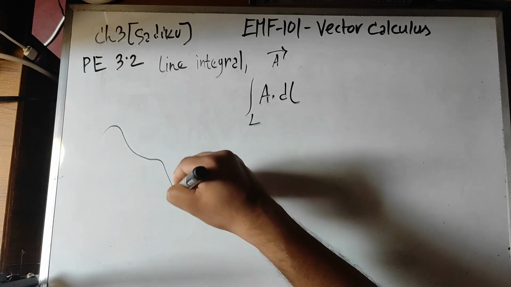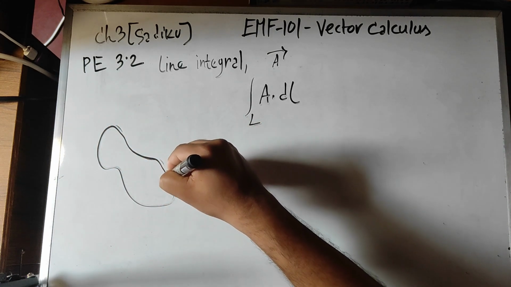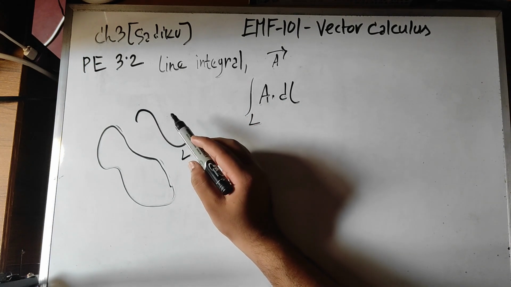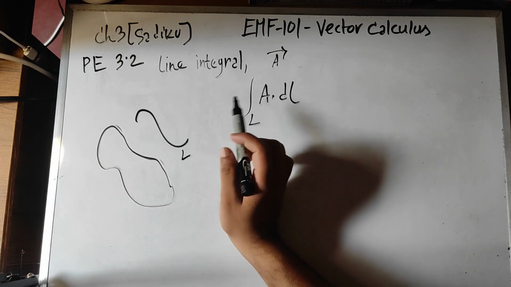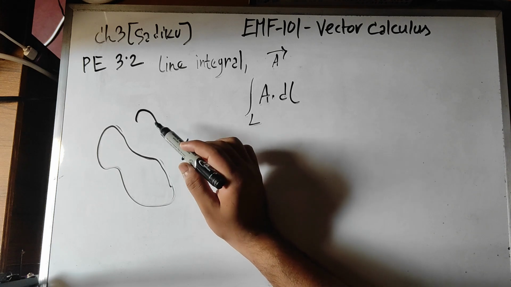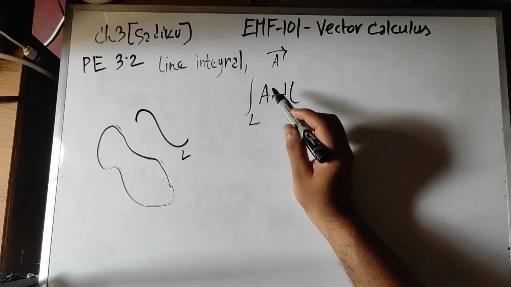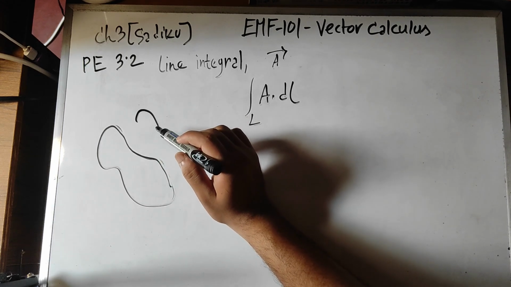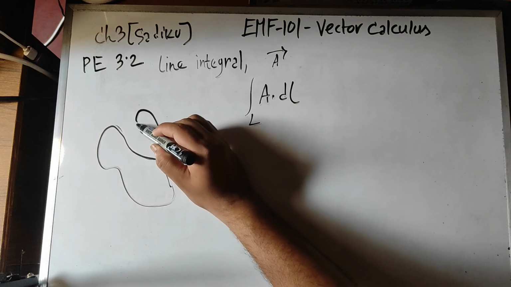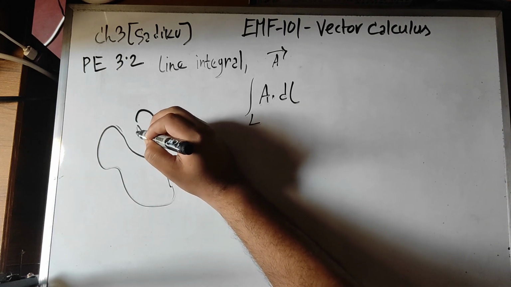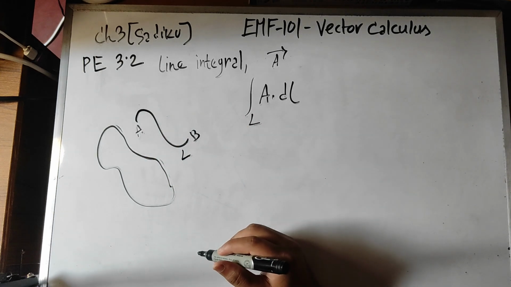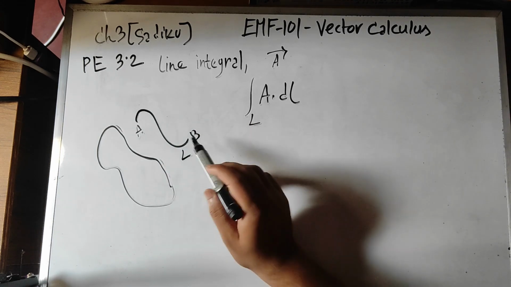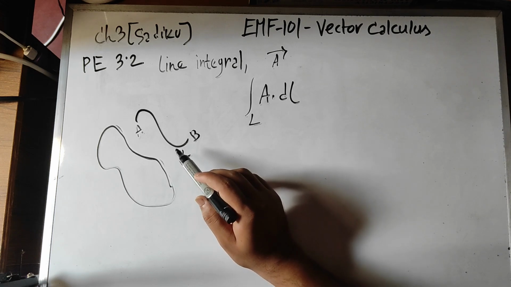Say L is a closed path or any path. So say this is L, we have to integrate along this path all the tangential components of A. The components which are tangential to this path, we have to integrate from A to B. So this is the line integral for an open path.